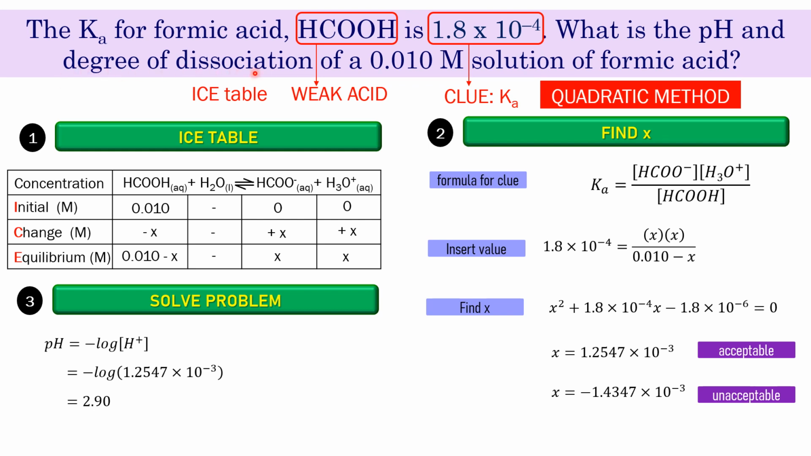Next is degree of dissociation or alpha. So the formula is alpha is equal to X over C. X ni adalah nilai X yang kita dapat masa step nombor 2. C ni adalah initial quantity for reactant. So nak ambil mana initial quantity for reactant? Pergi dekat ice table, tengok initial, tengok reactant. So dia adalah 0.010. So we just substitute the value. So alpha is 0.13. Dia tak ada unit. Kalau percentage of dissociation baru ada unit, iaitu percent.